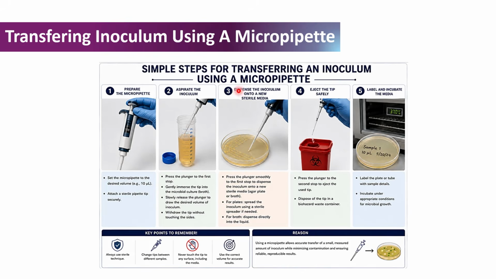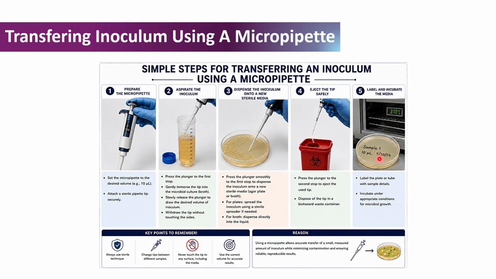Once we are done with this, we dispense the inoculum onto a new sterile medium by pressing the plunger smoothly to the first stop. If the medium is a plate, we spread the inoculum using a sterile spreader if needed. If it is a broth medium, we dispense directly into the liquid. Once we are done with it, we eject the tip safely and then label the medium and incubate.